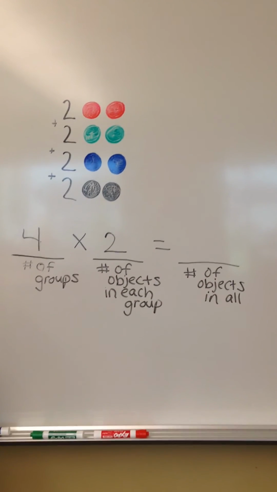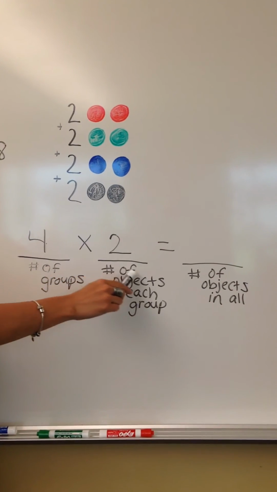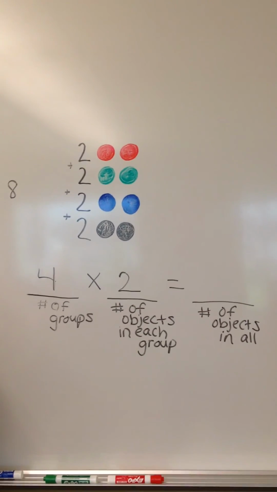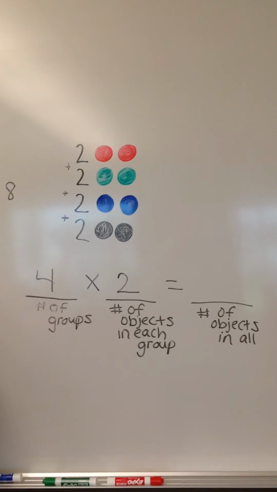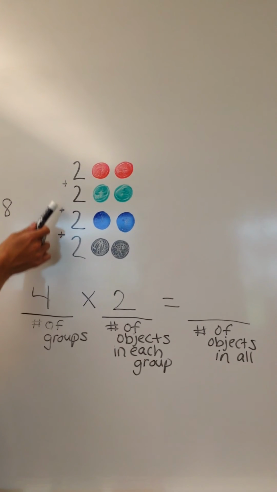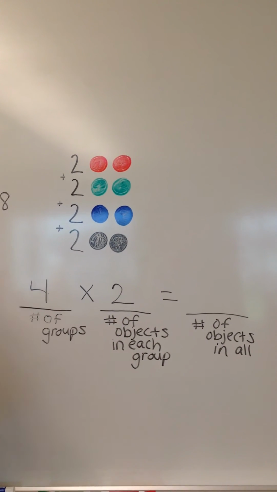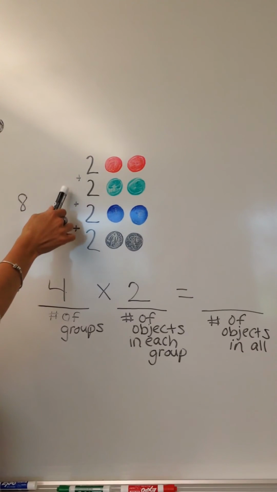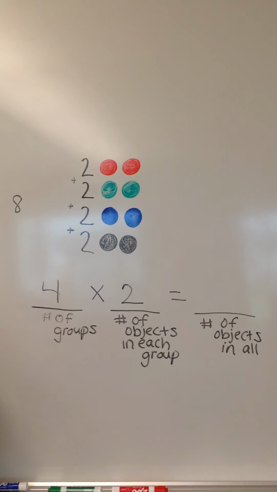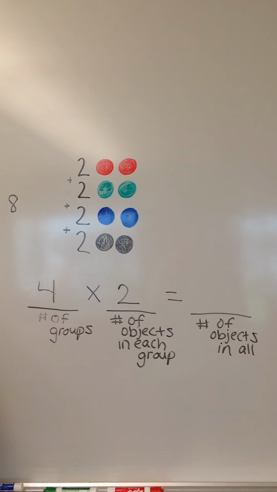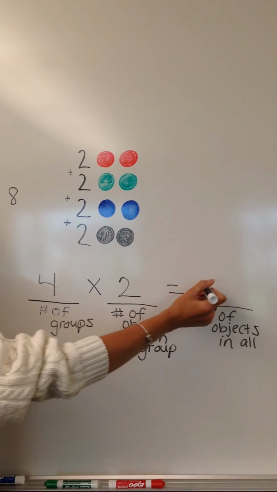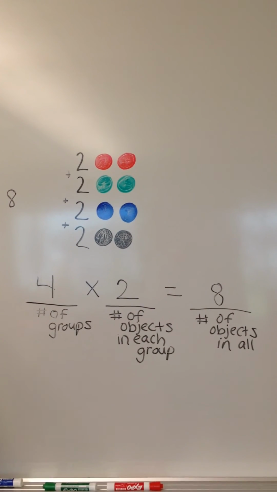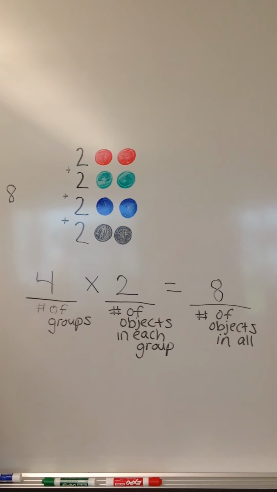We read the multiplication sentence as 4 times 2. This is saying that there are 4 equal groups of 2. So we add 2 4 times, 2 plus 2 plus 2 plus 2, which equals 8. Or we could skip count by 2 4 times, 2, 4, 6, 8. Either way, we get the same answer. 4 times 2 equals 8, so there are 8 circles in all.